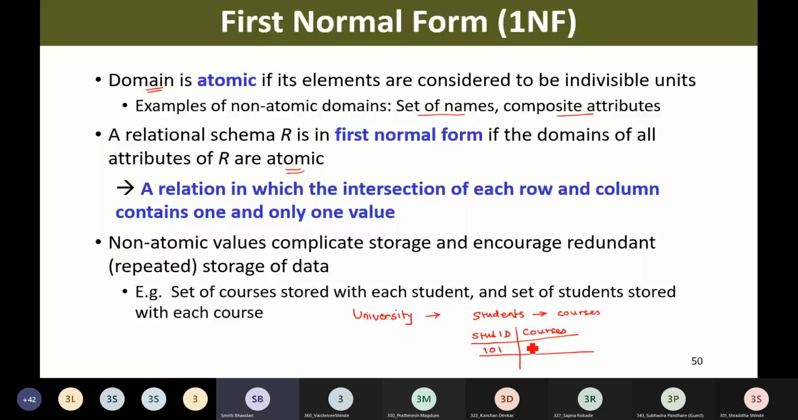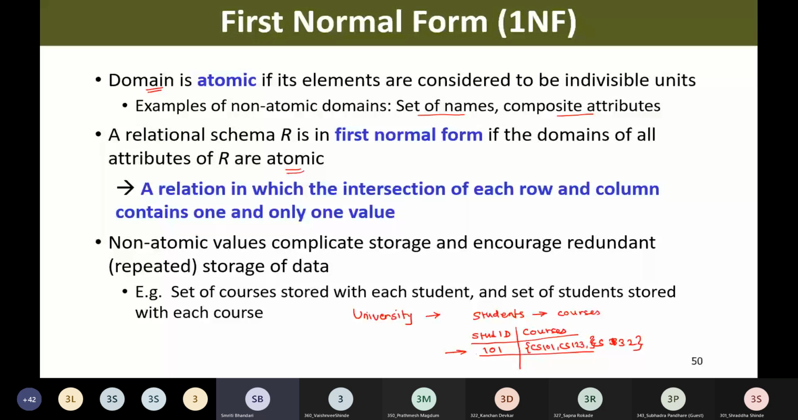So the domain for these courses is non-atomic. Why? Because I am having a set of values under this attribute. And if I am having a set of values in a single column, then this is a non-atomic way of storing the data. So this particular attribute courses is non-atomic, right? And we do not want to have such a design.